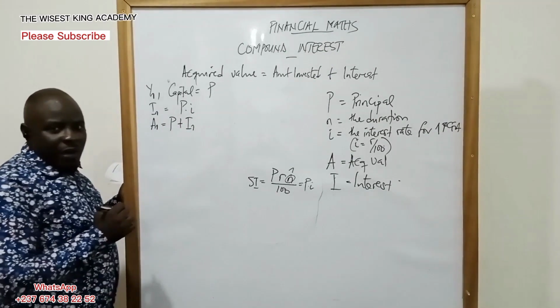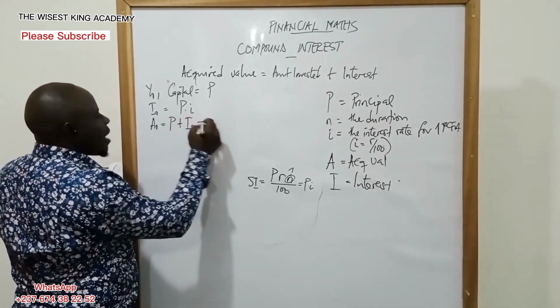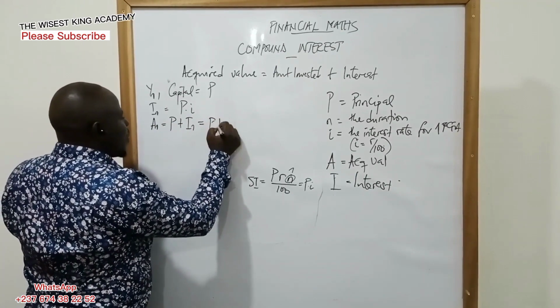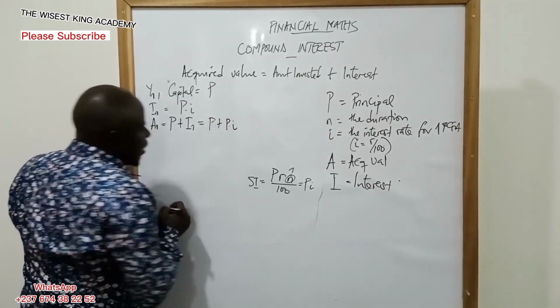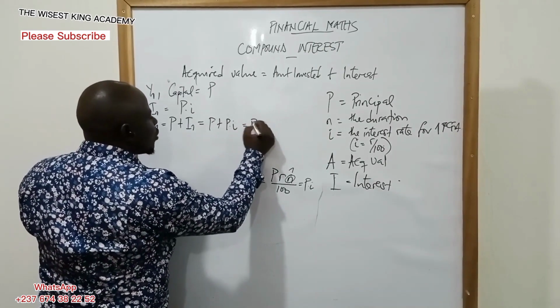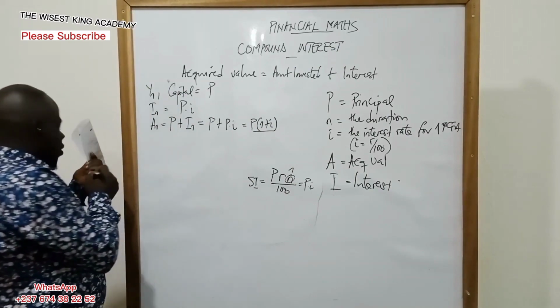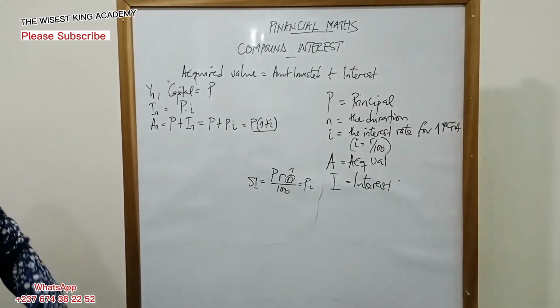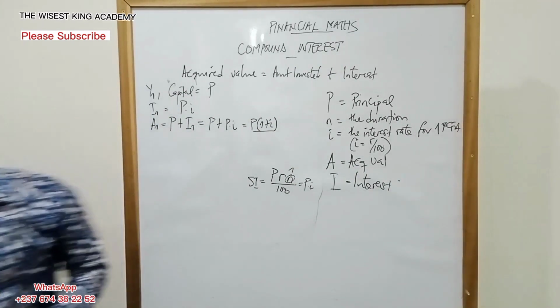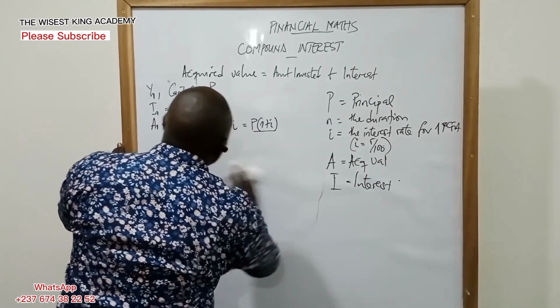Let me put it that way before I expand. So this will be equals to, but the interest for year one is P times I. So this will be P plus P times I. P is common, so I can factorize it out. I'm going to have P into 1 plus I. That's the acquired value of compound interest at the end of the first year.